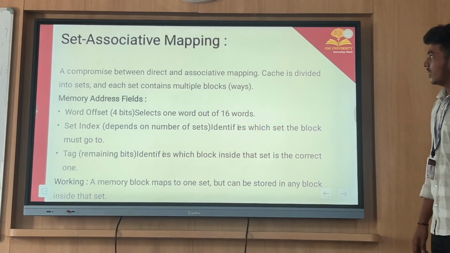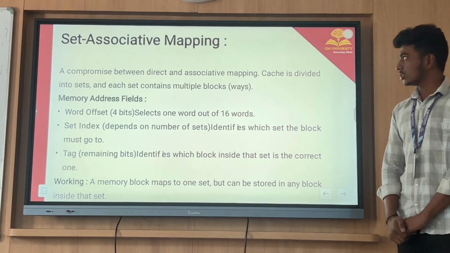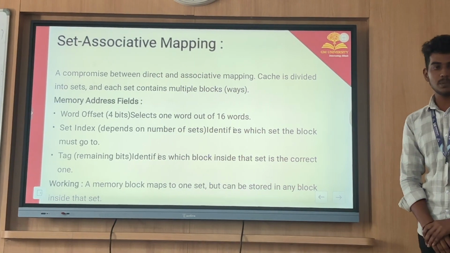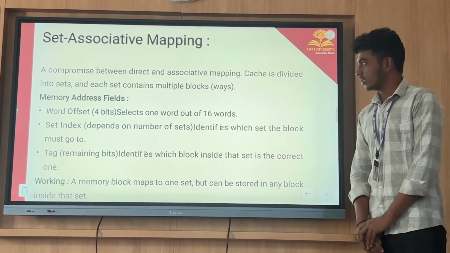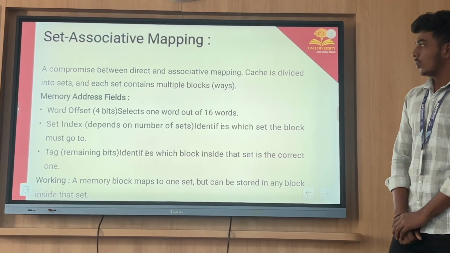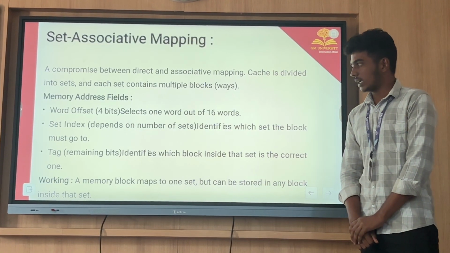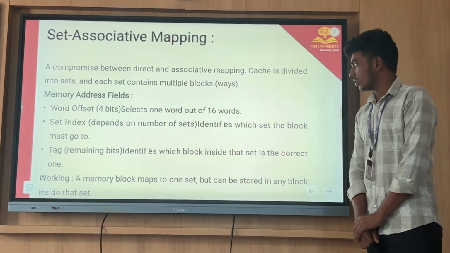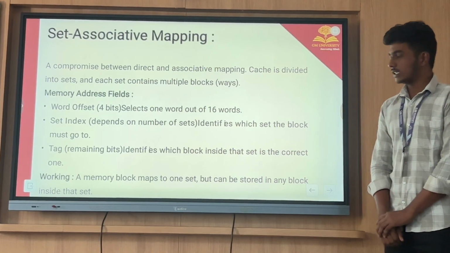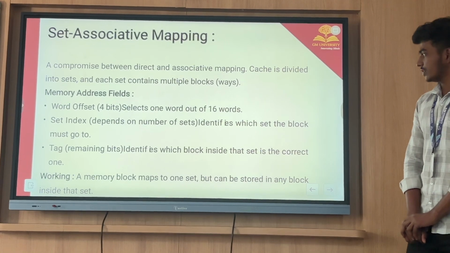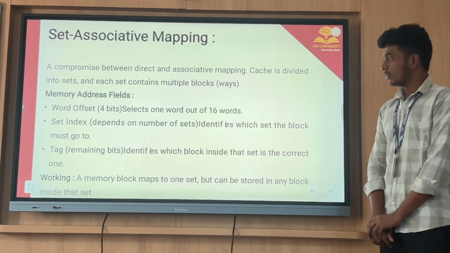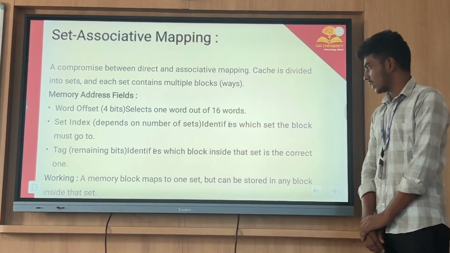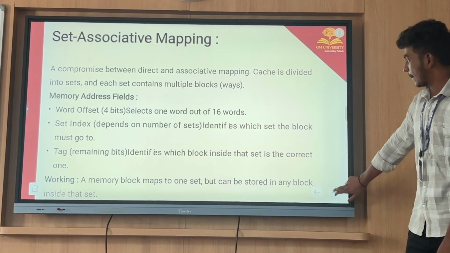The next type is set associative mapping. Set associative mapping is a combination of direct mapping and associative mapping. The memory address is divided into three parts: word offset, set index, and tag. The word offset is 4 bits, which selects one word out of 16 words. The set index identifies which set the block must go to. The tag identifies which block inside that set is the correct one.